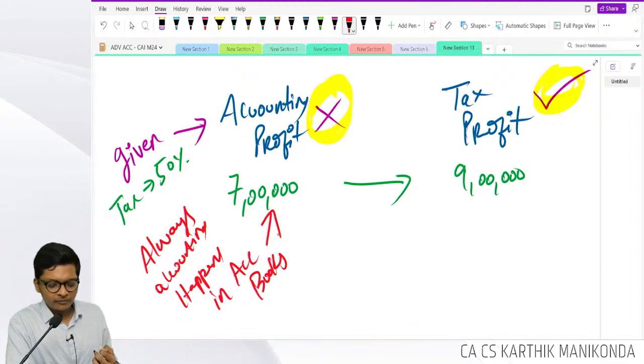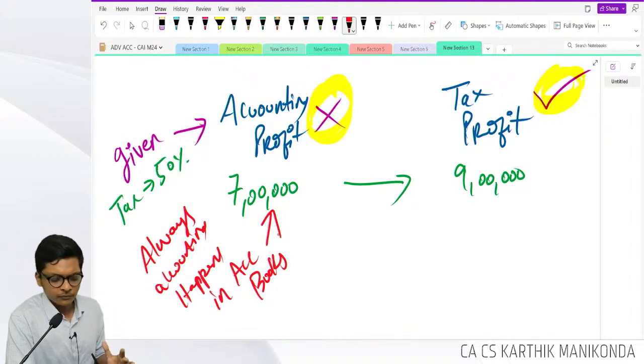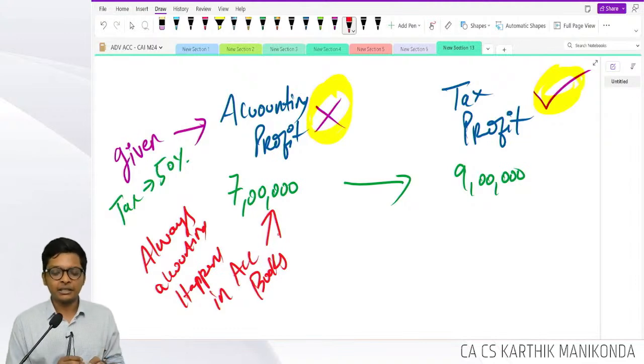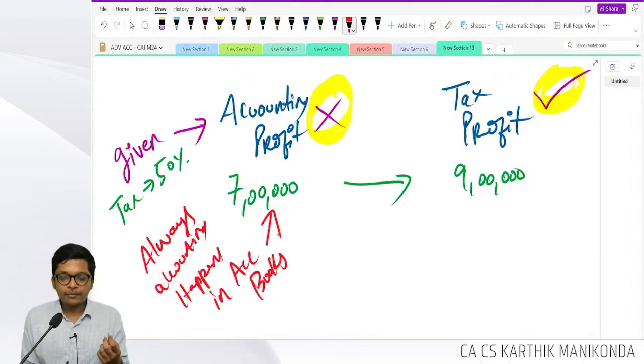Are you following? I hope you are following. You are not paying anything. You are not receiving anything. Understand that very clearly. Then what am I doing? I am not paying, I am not receiving. I am only going to do one thing, guys.